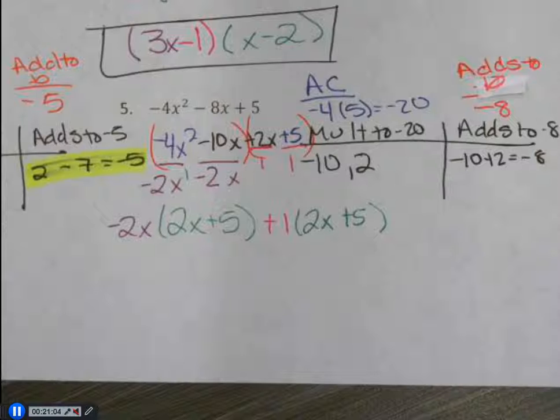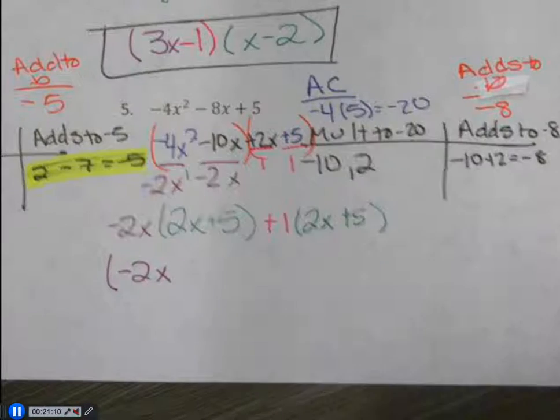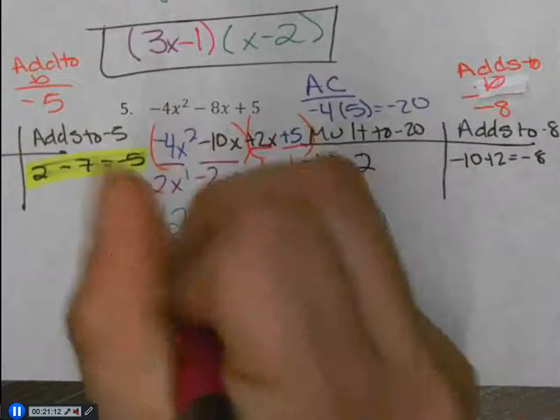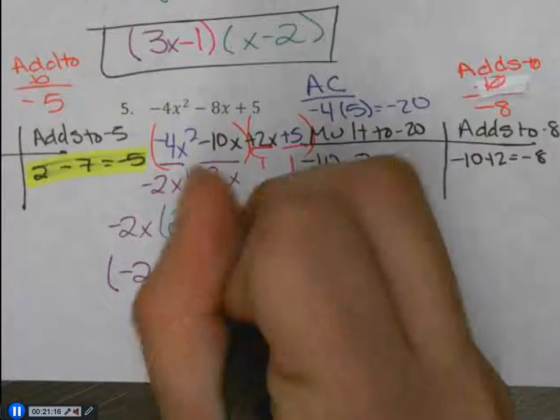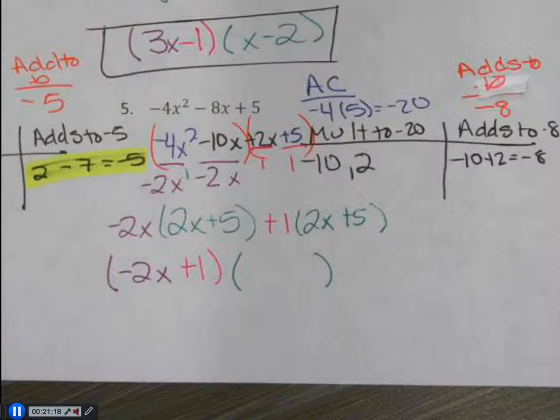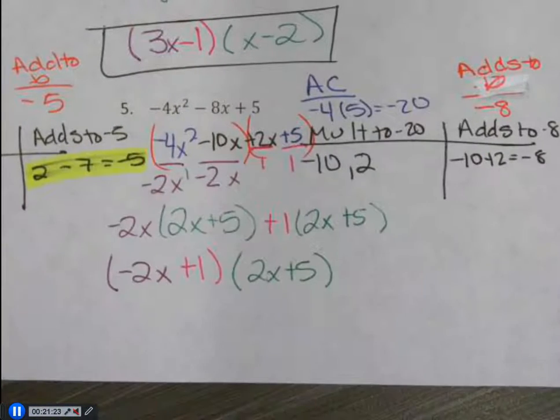And then what do I want to do next? So the outside numbers go in parentheses. I have negative 2x, and then 1. And then what goes inside the second set? 2x plus 5. Questions here?